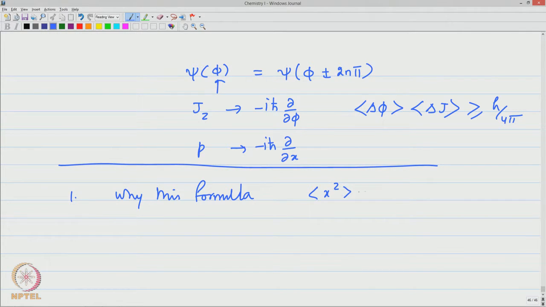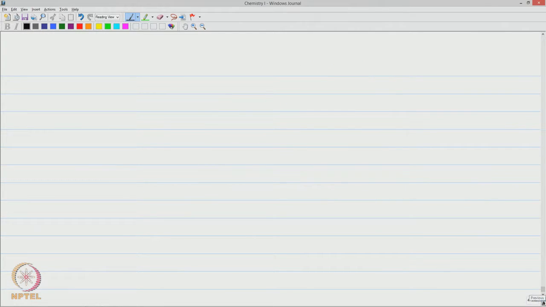X square minus x square square root as delta x, the expectation value. Okay. Let us go back to our elementary statistics.